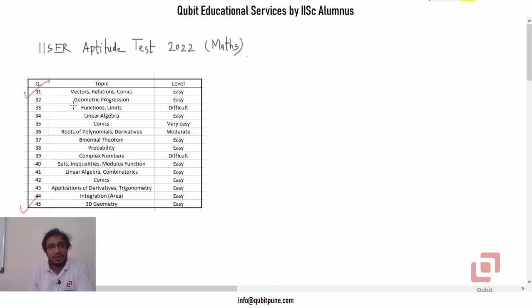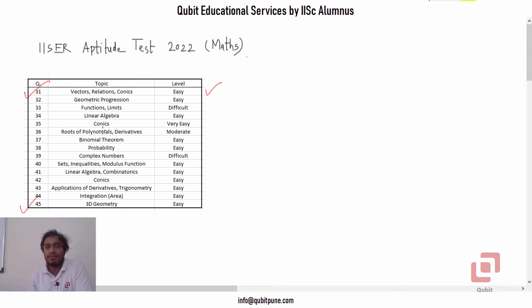Alright. So first, question 31 in my PDF was on vectors, relations and conics all put together. And the difficulty level was not too much, so this is an easy question. The question was basically to identify what type of conic section the given set of points in the 2D xy plane represents. Question 32 was also a straightforward geometric progression problem.